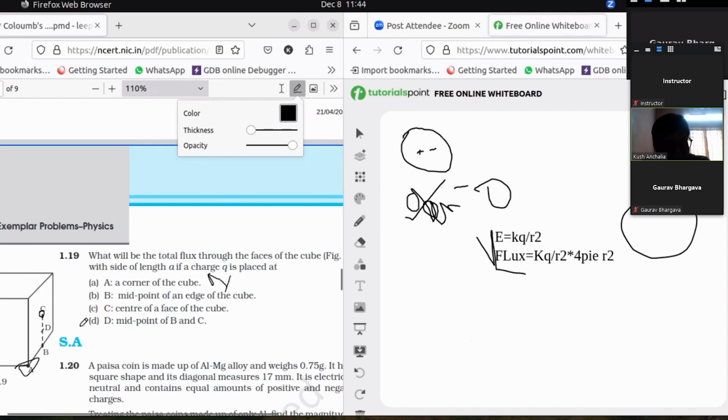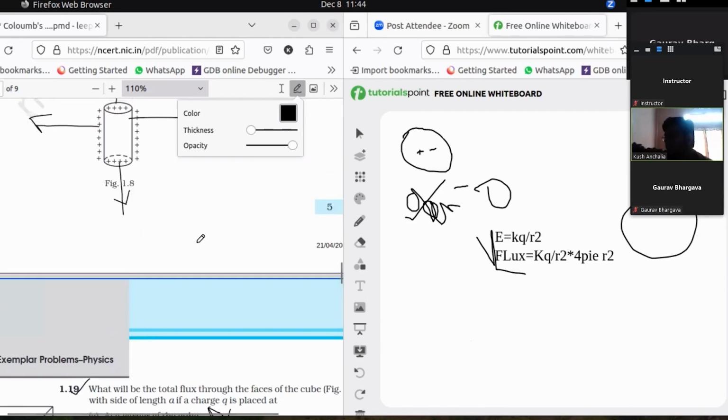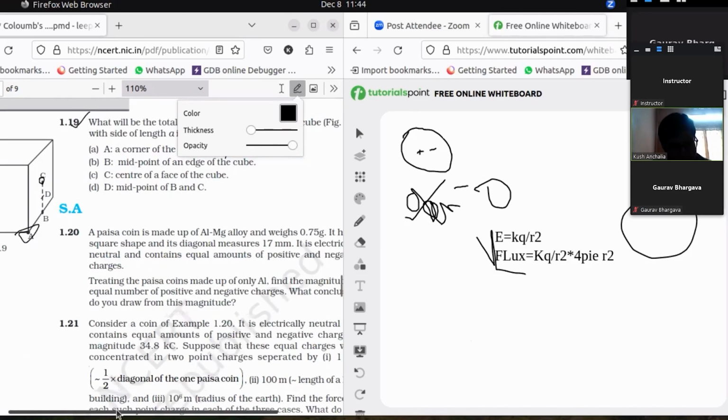At B, Q by 4 will be inside, as 4 sides of the cube, so Q by 4 epsilon. At C, Q by 2 will be there, Q by 2 epsilon. At D also Q by 2 epsilon. These are things we can say. But it depends: if you are considering a point charge, then it will be 0. If you are considering a little bit cubic charge, then it will be according to what I said.